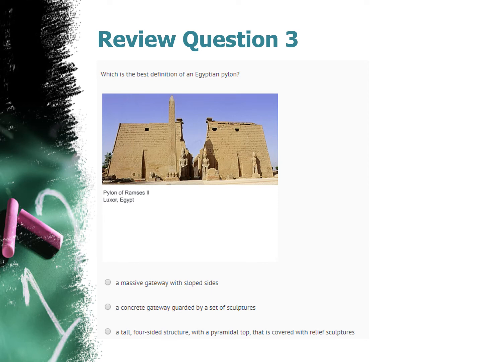Okay, question 3. Which is the best definition of an Egyptian pylon? A massive gateway with sloped sides, a concrete gateway guarded by a set of sculptures, a tall four-sided structure with a pyramidal top that is covered with relief sculptures. Okay, so if you look at this picture, I think you're going to be able to answer the question.